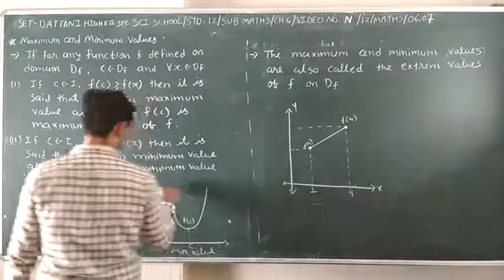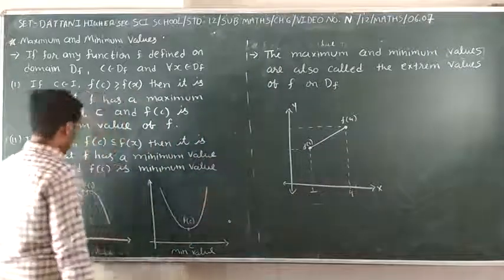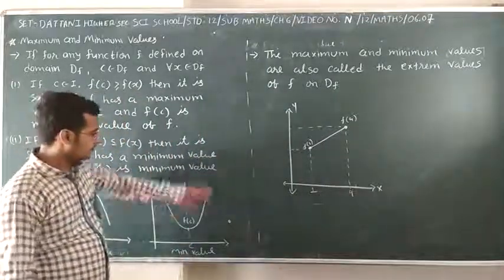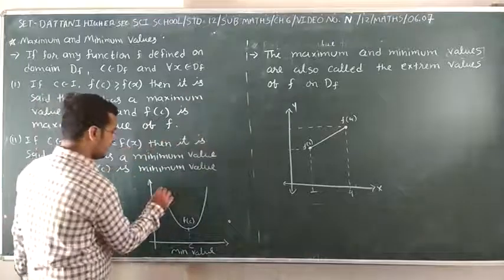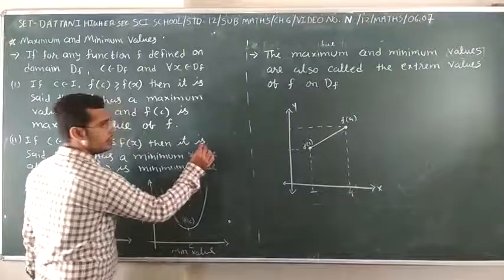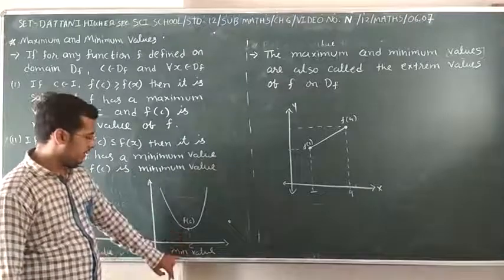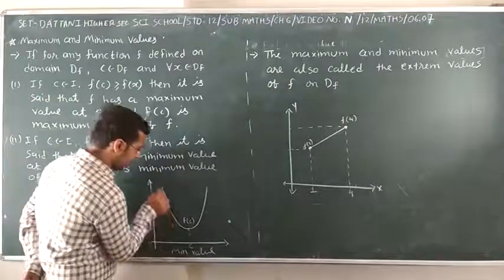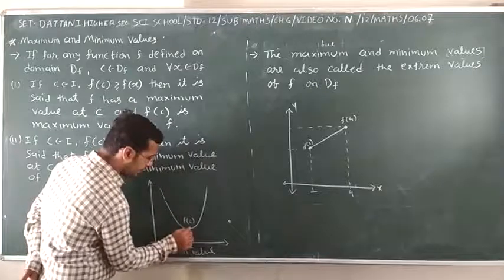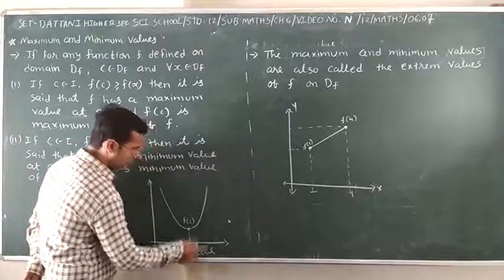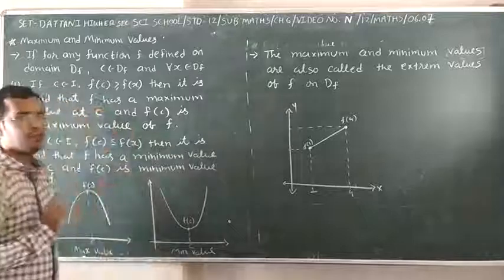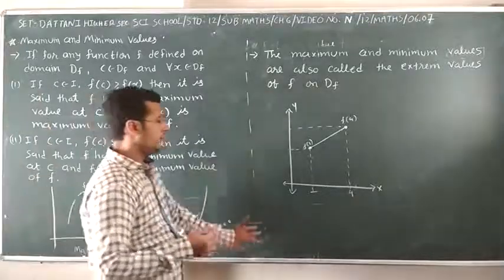Here we cannot find a maximum because it goes to infinity, so you can extend the graph curve. So we cannot find a maximum value. Here we find the minimum value. That is the minimum value graph. Now the graph is here.